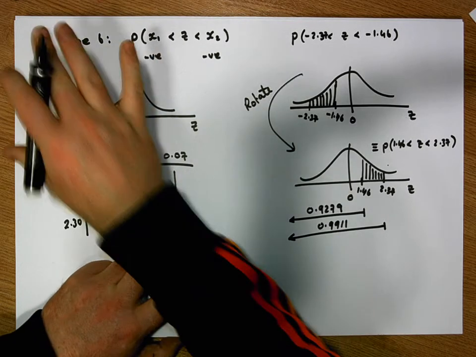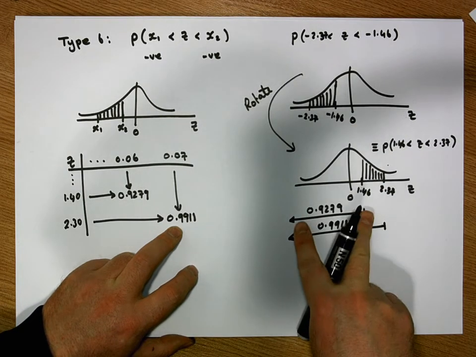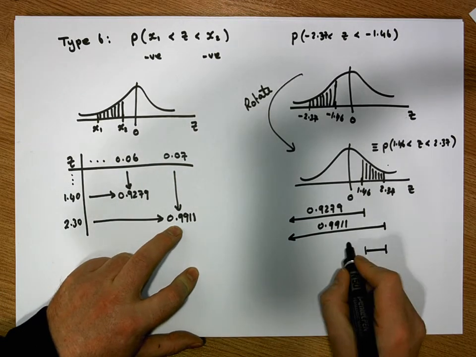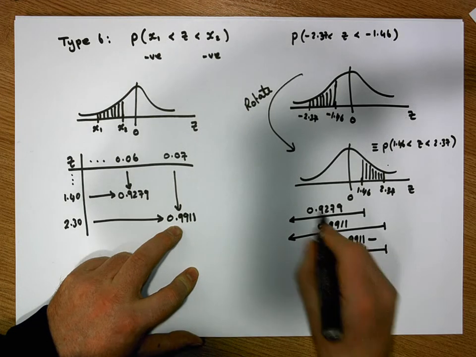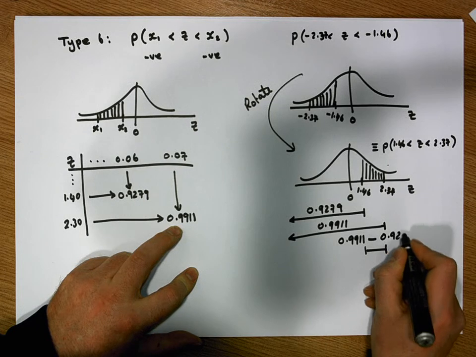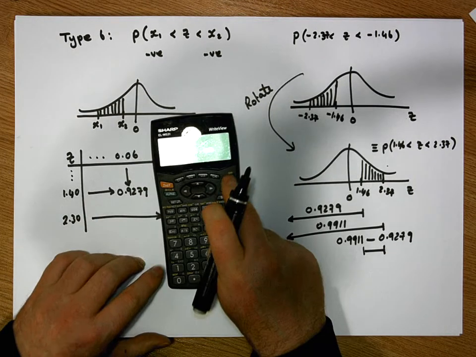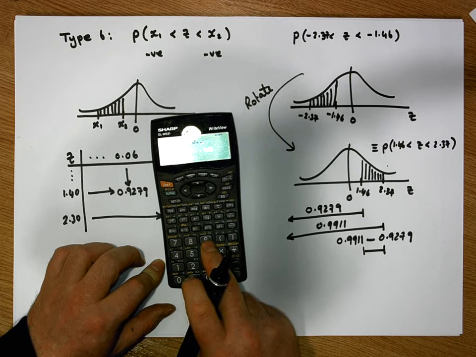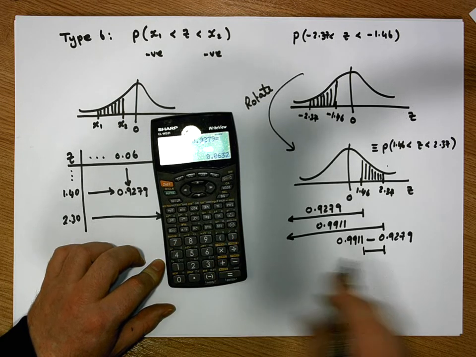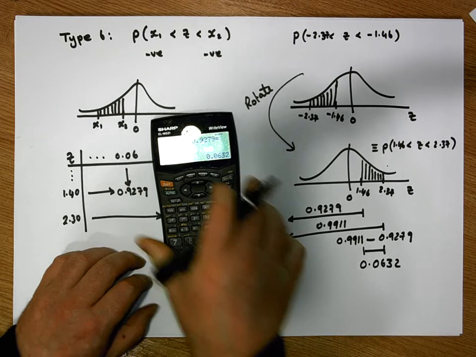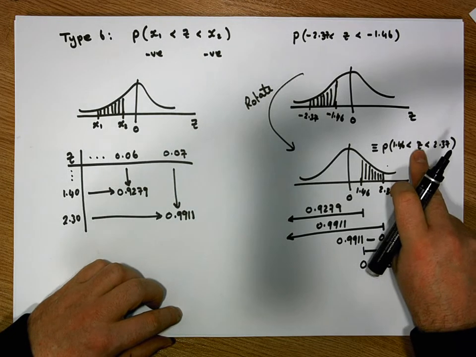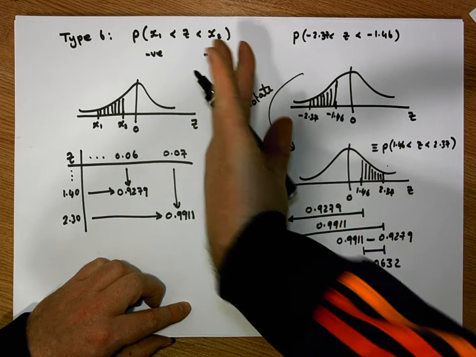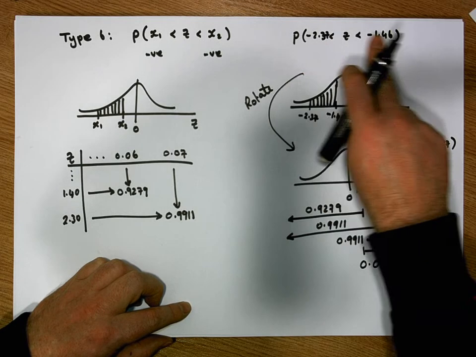And like our type 3 probabilities earlier on with two positive bounds, we know that if we take the shorter line away from the longer line, what we're left with is the area between those two values. We have the longer line, which is 0.9911, and we take away the length of the shorter line, which is 0.9279. When we do that on our calculator, 0.9911 minus 0.9279 gives us a value of 0.0632. In other words, the area between 1.46 and 2.37 is 0.0632, which is exactly the same through rotation as the area between minus 2.37 and minus 1.46.